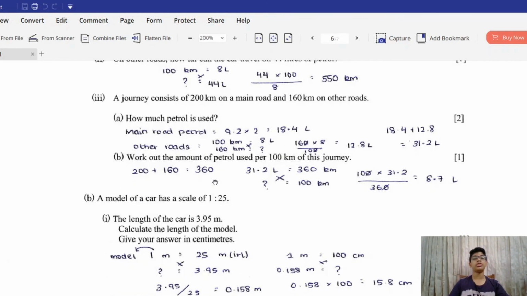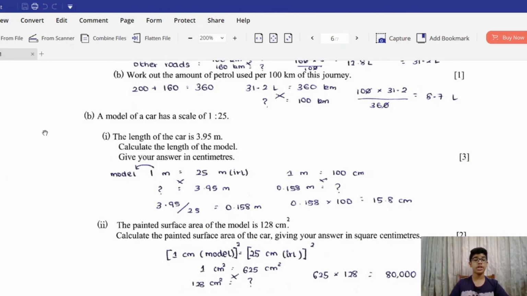Part B, work out the amount of petrol used per 100 kilometers of this journey. The first part of the question is, what's the total distance? So the total distance is 200 kilometers plus 160 kilometers, which is 360 kilometers. That's the amount the car traveled. So if 360 kilometers is equal to 31.2 liters, how much is 100 kilometers equal to? Cross multiply again: 100 times 31.2 over 360, and we get that the amount of petrol used per 100 kilometers of this journey is 8.7 liters.